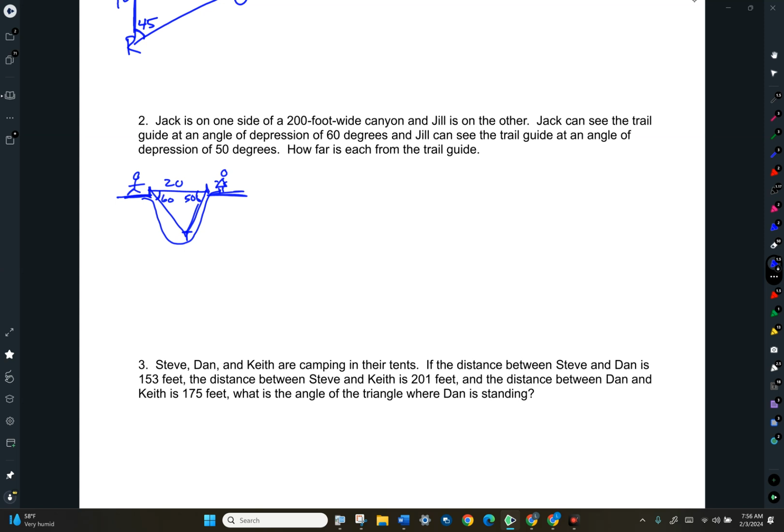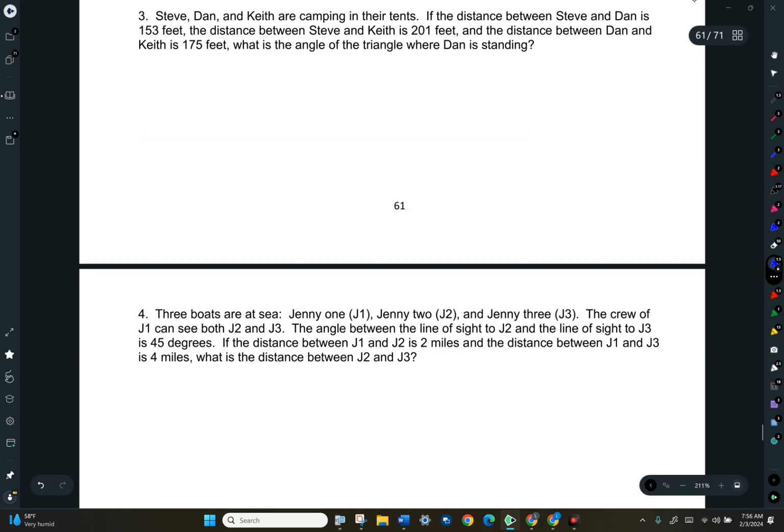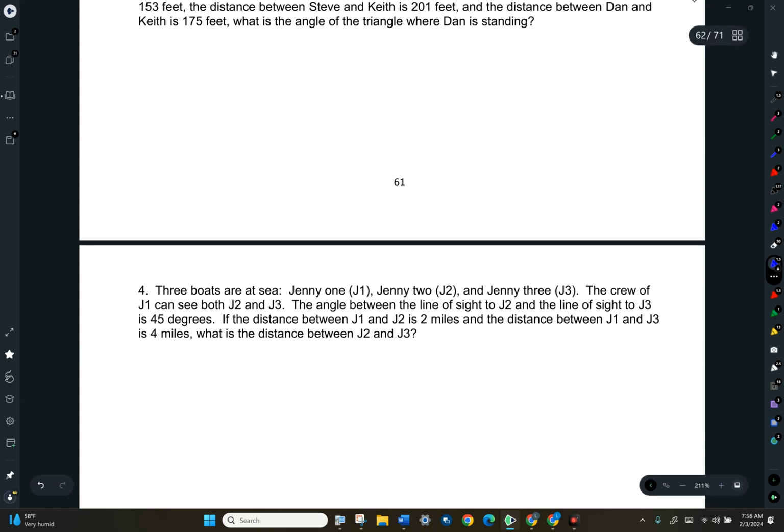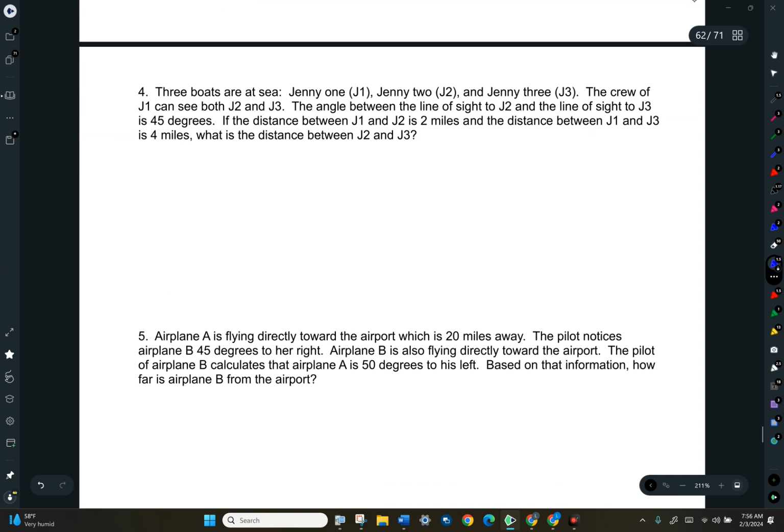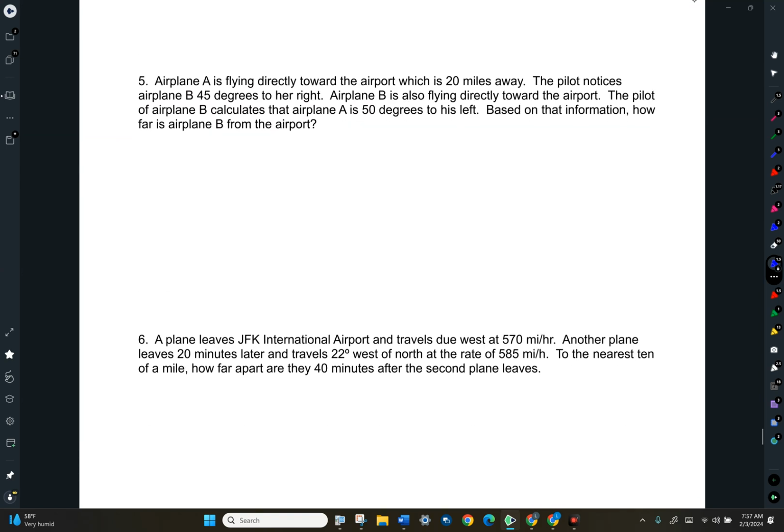How far is each from the trail guide? So we're trying to find how far Jack is, I'll call that X, from the trail guide, and also how far Jill is, I'll call that Y, from the trail guide. So it's those two sides that we're trying to find. Okay, so let's see. I think number 3 and 4 are pretty straightforward as far as following the words to get the picture, but let's look at number 5.